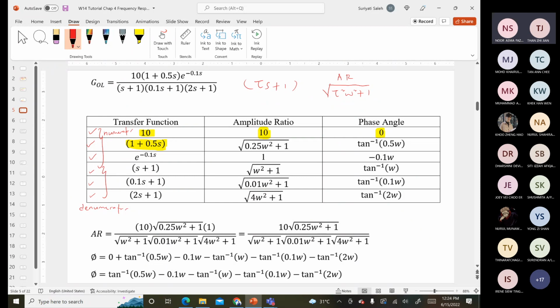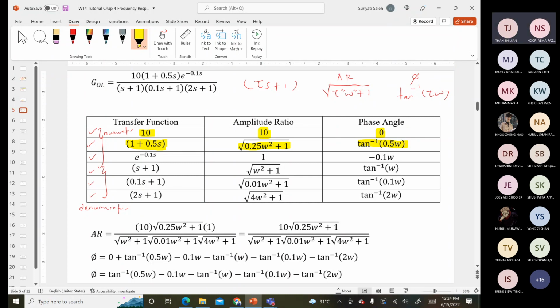And for the angle, normally it becomes inverse tangent tau W. So there is no tau square over the angle. So we just put inverse tangent 0.5 W for the transfer function 1 plus 0.5 S.